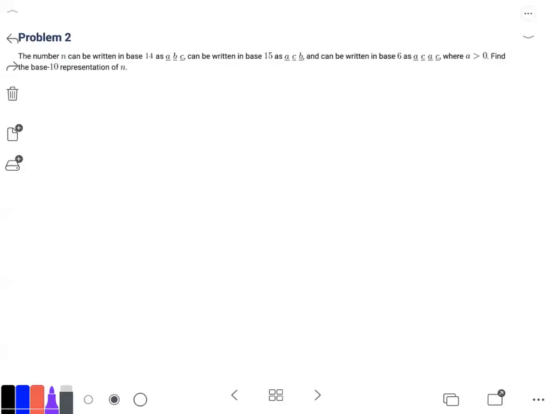So the number n can be written in base 14 as ABC, base 15 as ACB, and base 6 as ACAC, where a is greater than 0. Find the base 10 representation of n.